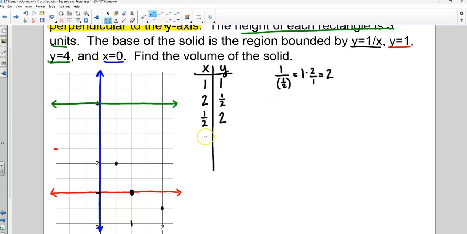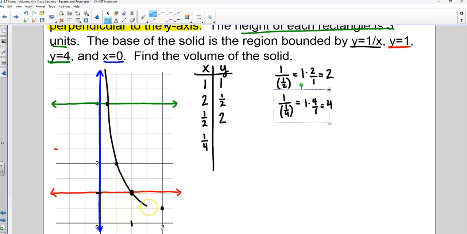I'm going to do 1/4, just to make sure that what I'm thinking is going to happen is going to happen. So 1 over 1/4 is going to be 1 times 4 over 1, and that is going to give me 4. So the point 1/4, 4 is right here, and that'll be good enough for us to see what's going on with this graph. So our area for our base is this right here.